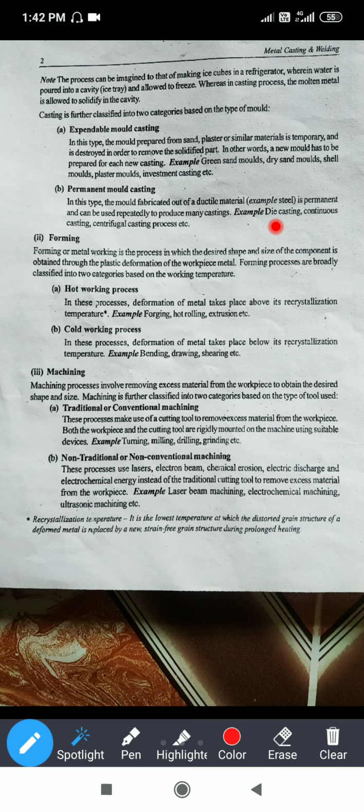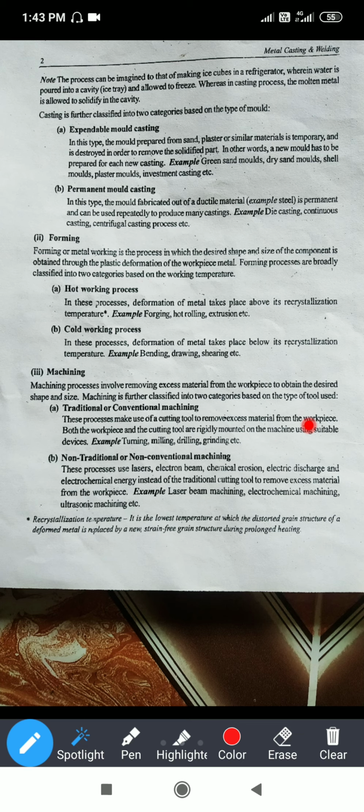Now let us go to forming. Forming is also one of the important manufacturing methods nowadays. Forming, or metal working, is the process in which the desired shape and size of a component is obtained through the plastic deformation of a workpiece. The forming processes are broadly classified into two categories based on the working temperature: hot working process and cold working process. So over here, forming is nothing but the extension of the volume, the extension of the area.